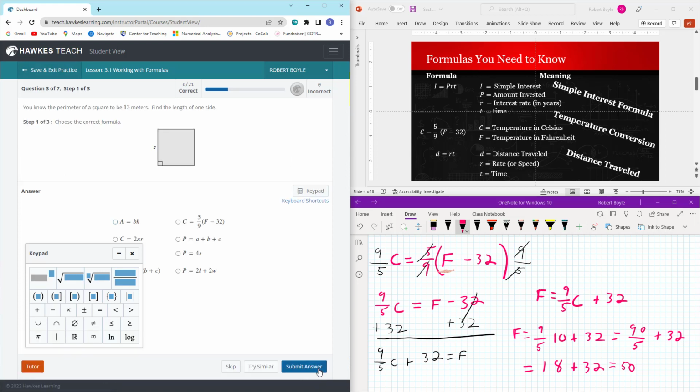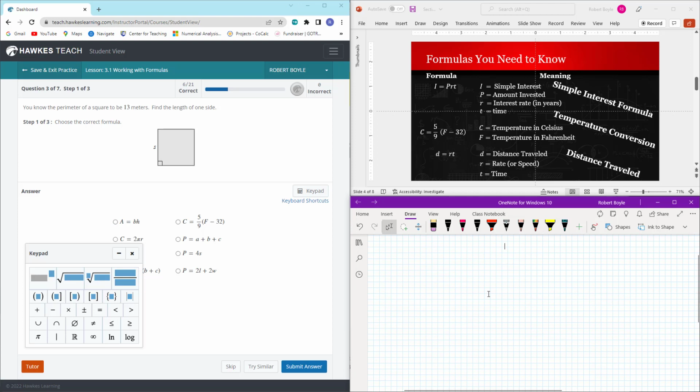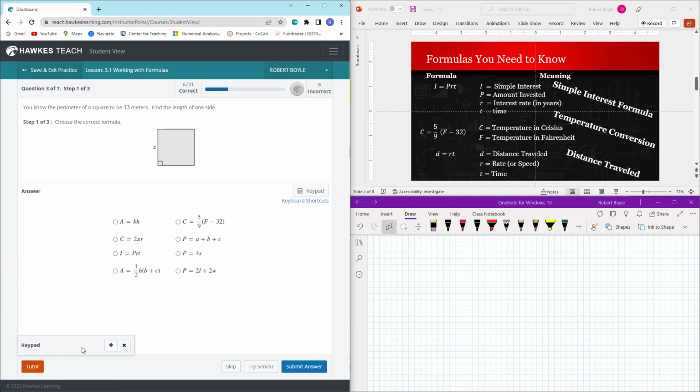Okay, the next one is the perimeter of a square. We know that the perimeter of a square is 13 meters. We want to find the length of one side. Well, the first question is, and actually, if you had this in an exam, you will have access to this information. I will provide you with the formulas. You do not need to memorize them, but you do need to understand which formula is associated with which type of problem. In this type of problem, we have the perimeter of a square.